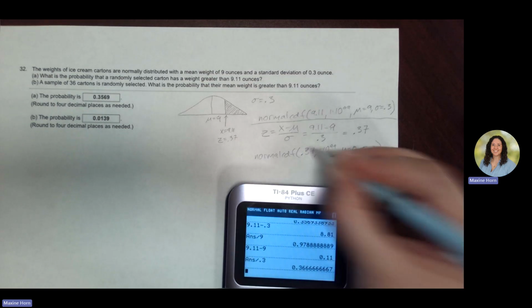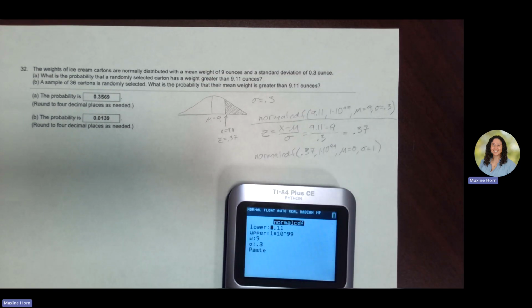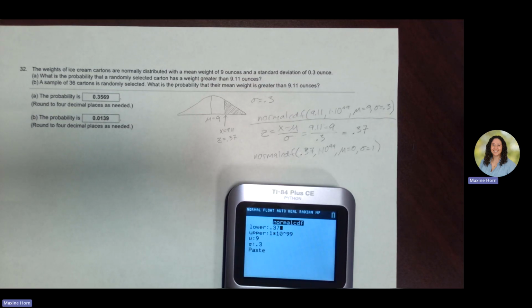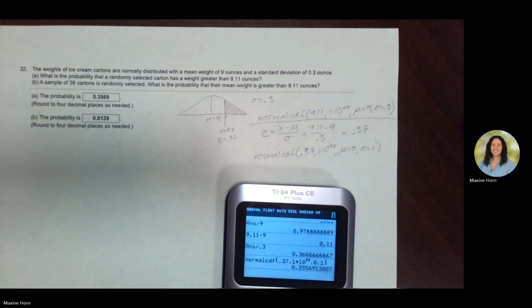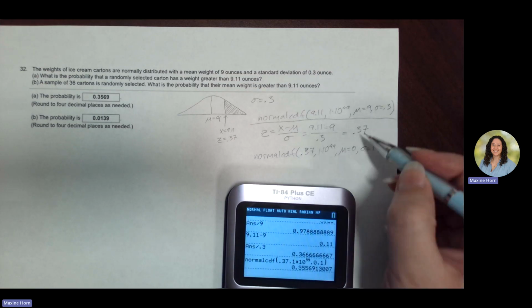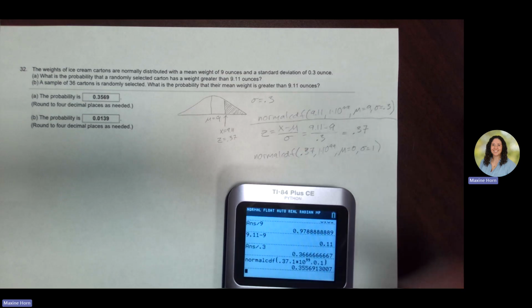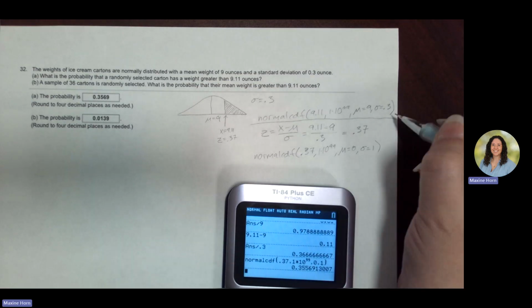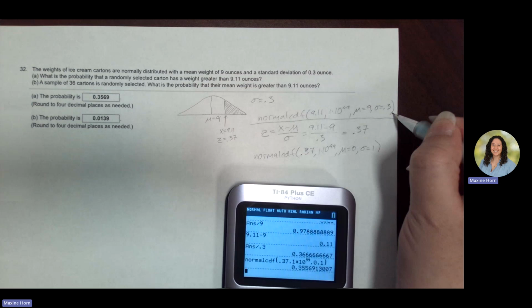Also, that's a 3. I know it looks like a 5. So second vars, normal CDF, 0.37. No, not negative. 0.37. There we go. 0 and 1. Okay, now I am getting a slightly different number. 0.3556. So if I'm rounding to 2, I'm getting a slightly different answer. Okay, but it's close. This is going to be the fastest, most exact way.